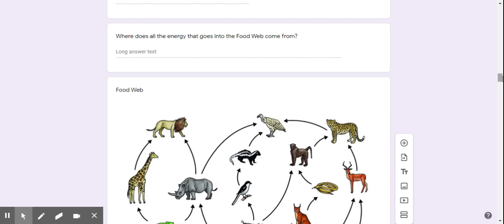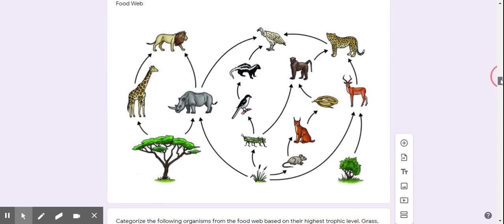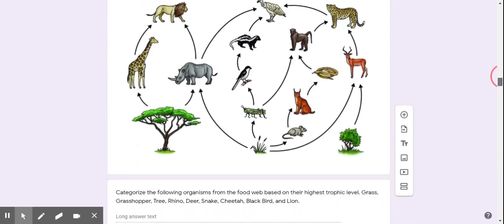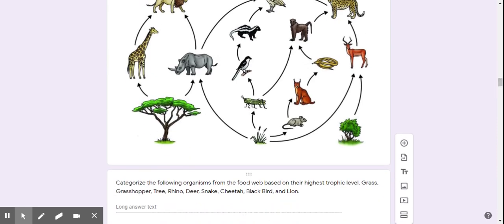In this one, we actually have a food web, a very nice food web. Look at all them animals right there. So I want you to categorize the following organisms from the food web based on their highest trophic level. That means they can have multiple trophic levels, but we want to categorize them based on their highest. So we've got grass, grasshopper, tree, rhino, deer, snake, cheetah, blackbird, and the lion.